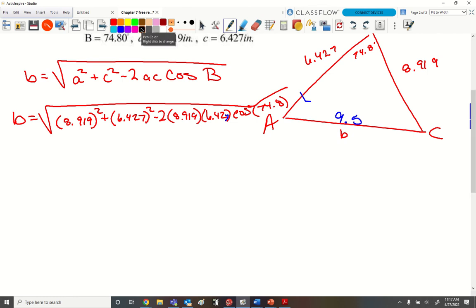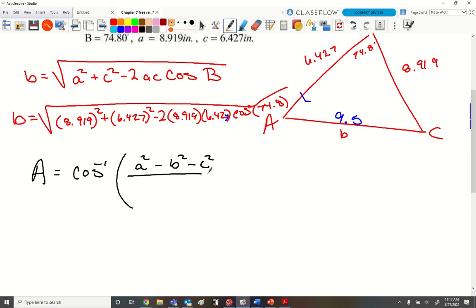So my formula for capital A is going to be inverse cosine of... do you guys recall how this goes? If that's A, then it's A squared minus B squared minus C squared, and then it's over negative 2BC. BC, very good, good job.